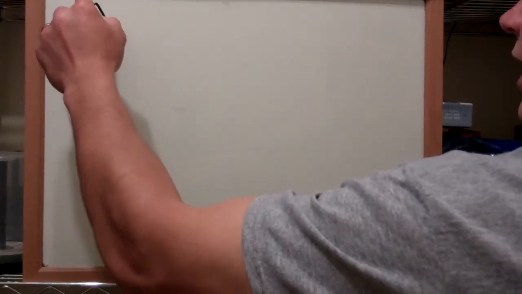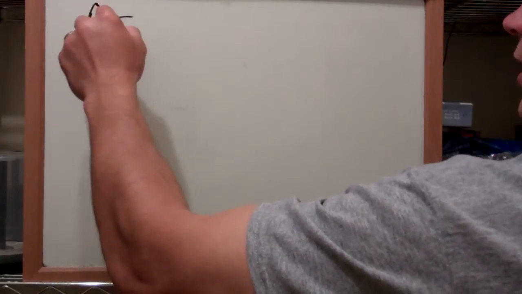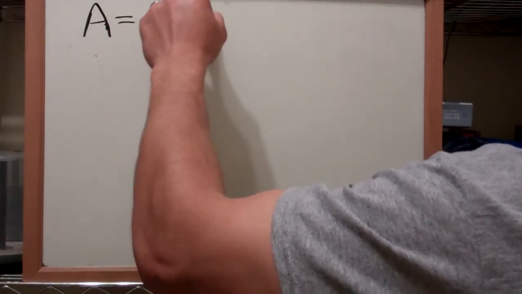Today we're going to be reviewing the area and perimeter of triangles, squares, and circles. So let's start with the triangles. And the formula for the area of a triangle is 1/2 the base times the height.